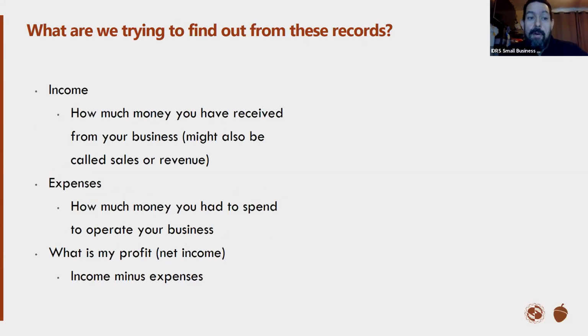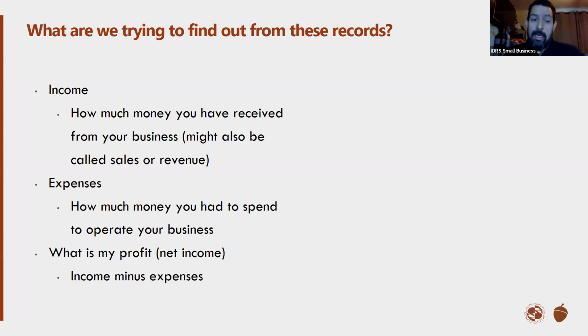Okay, so now we're starting to design the system, and we want to know what we are trying to find out from these records. For the simplest case, and that's what we're going to focus on in this webinar, as you get larger, even in financial records, you're going to want to look at even more complex financial transactions. But the simplest case is what you have to report on your 1040 through the Schedule C.